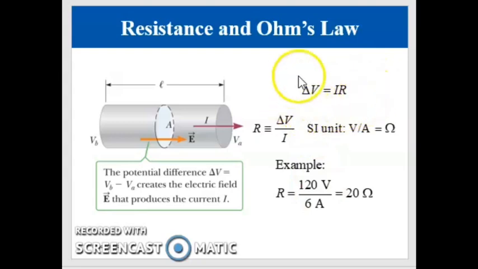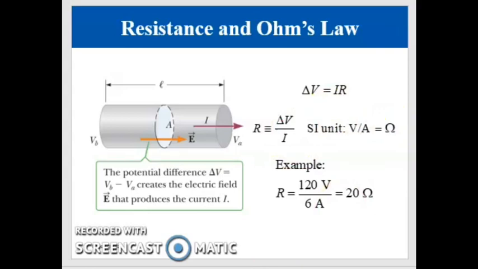Delta V equals to IR. The proportionality constant R is called the resistance of the conductor. R is defined as delta V over I. In fact, we define the resistance as the ratio of the voltage across the conductor to the current it carries, with the SI unit of volt per ampere, equivalent to the ohm.